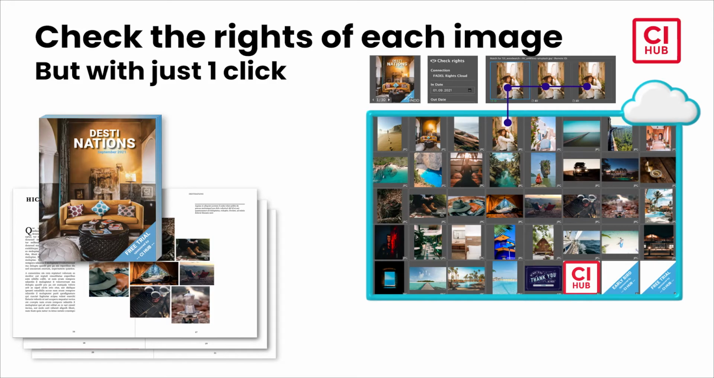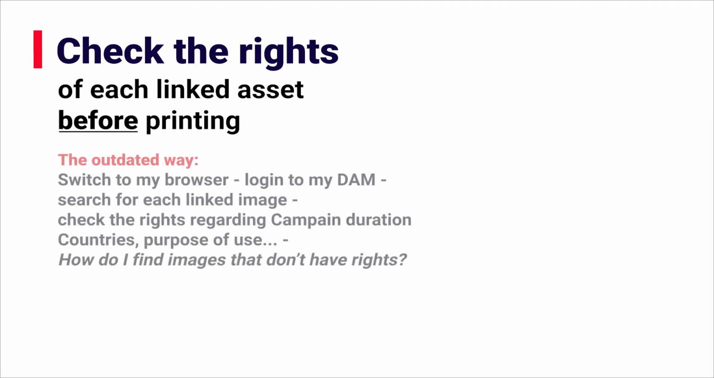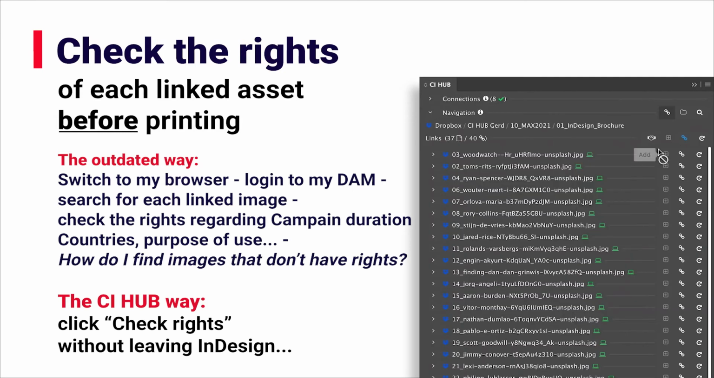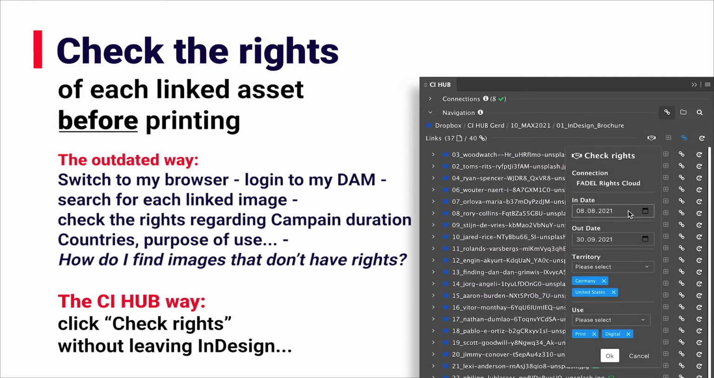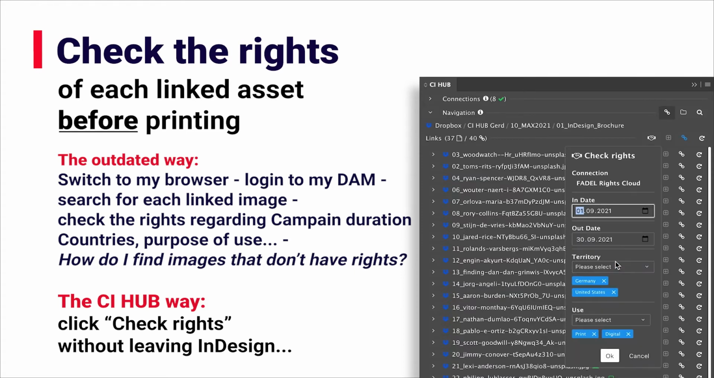Next step would be check the rights of each image. So the outdated way would be switch to my browser, log into my DAM, search for each linked image and check the rights regarding campaign duration, countries, usage. But how do I find images that don't have rights? So with the CI Hub connector, it's just one click, it's check rights.